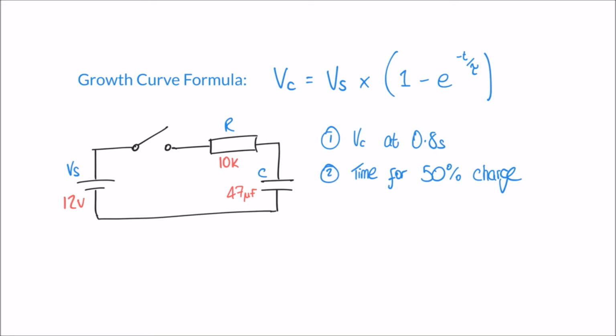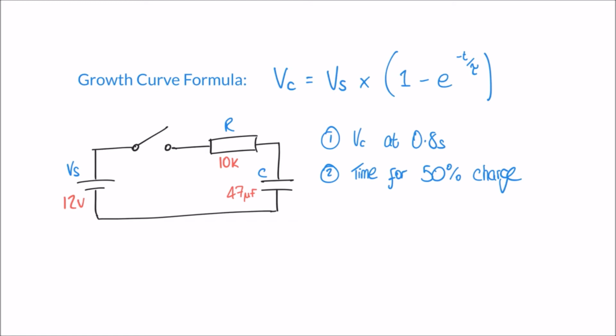And let's say we're asked these two questions here. Question 1, VC at 0.8 seconds. So what's the voltage across the capacitor 0.8 seconds after the switch is closed? So the capacitor is allowed to charge for 0.8 seconds, and what's the voltage going to be at exactly that moment?